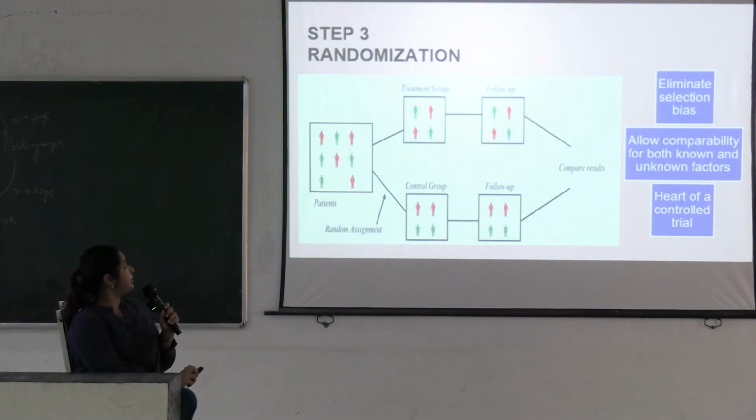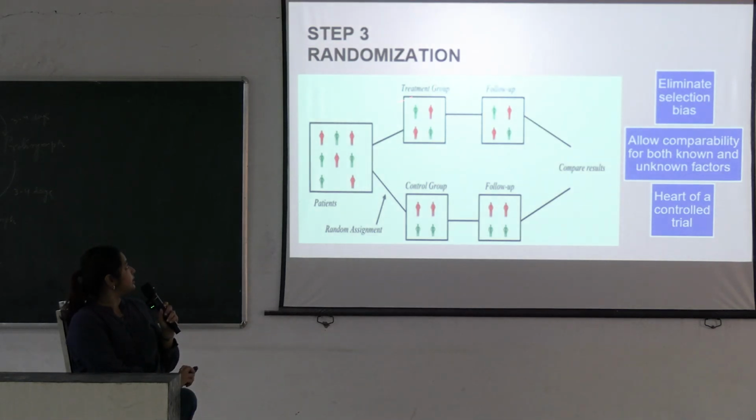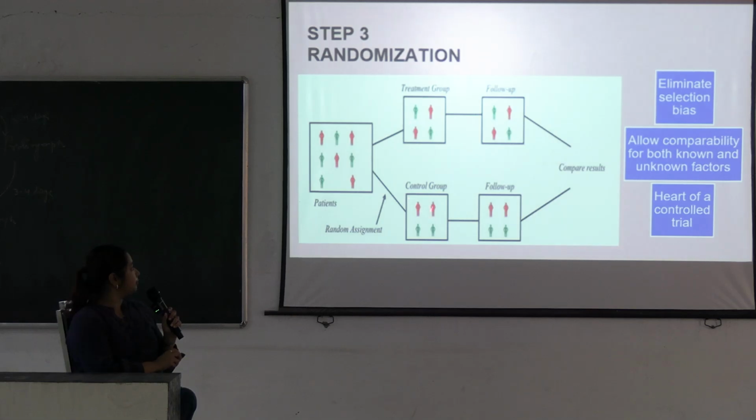Now this step 3 is the most important step of RCT, that is randomization. Randomization, this is step 3. What is happening is, for example, there are so many patients that you have taken from the experimental population as the sample. You are now randomly assigning them into treatment group and control group. Then you are following them up for some time and then you are comparing the results.